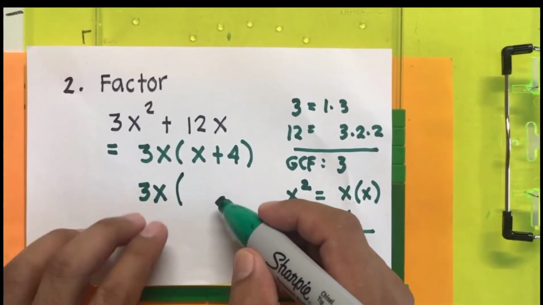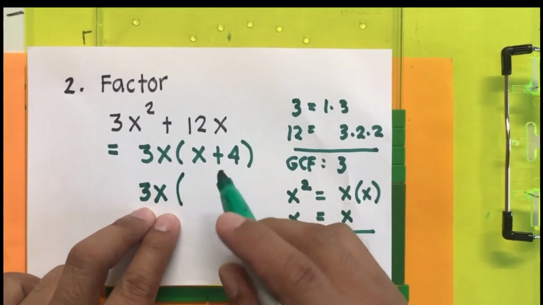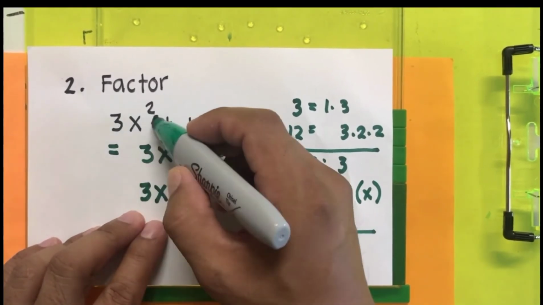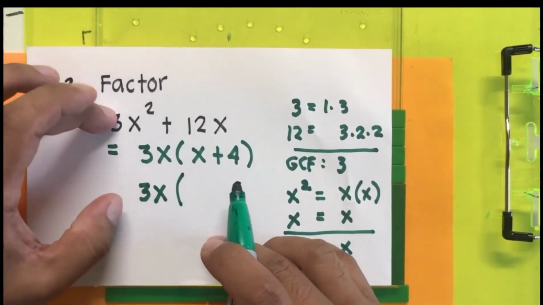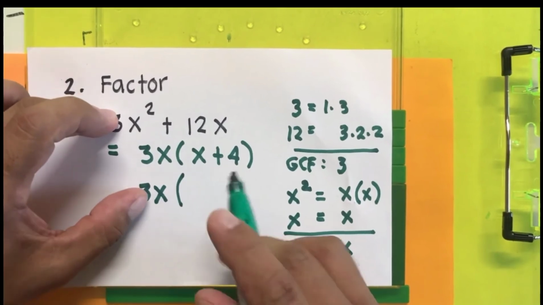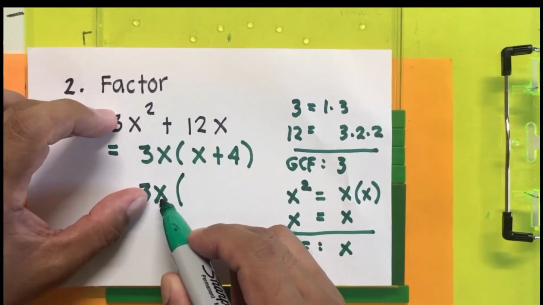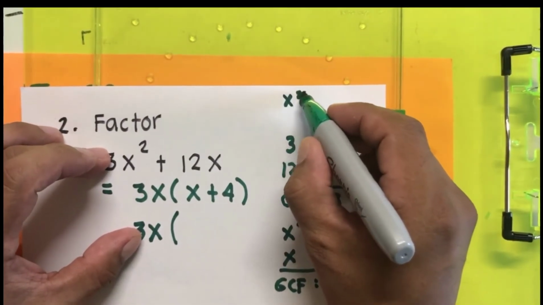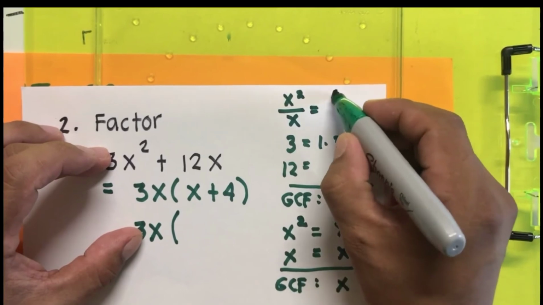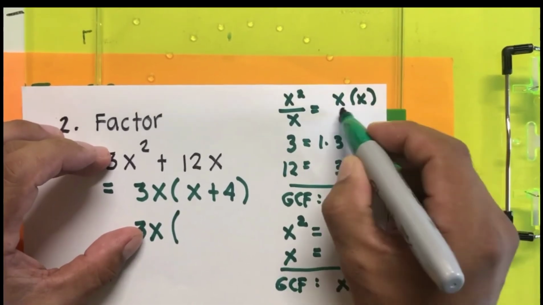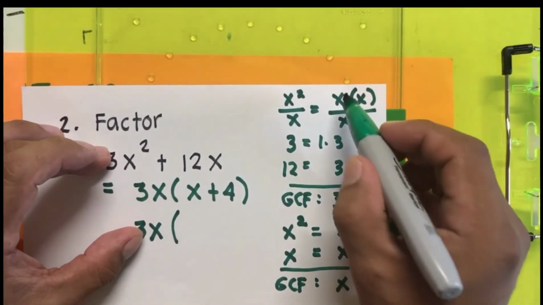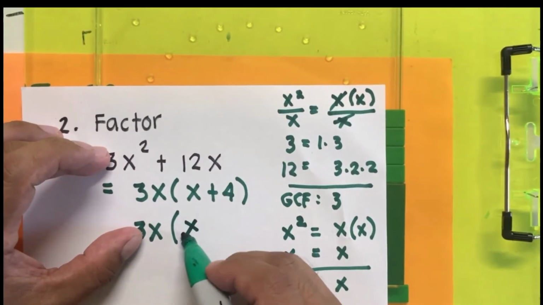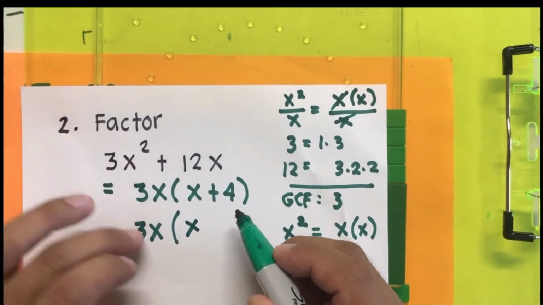Once we find that greatest common factor 3x, all we have to do is divide the first term here by the greatest common factor. So 3x squared divided by 3x, 3 and 3 would be cancelled out, so we are left with x squared divided by x. So when you divide x squared divided by x, that means x times x over x. We'll be able to cancel out this x, so you are left with x. That's why you have x here. We are done with the first term.